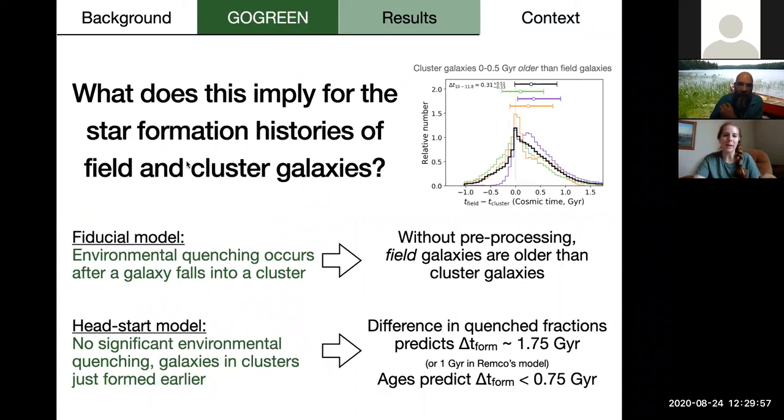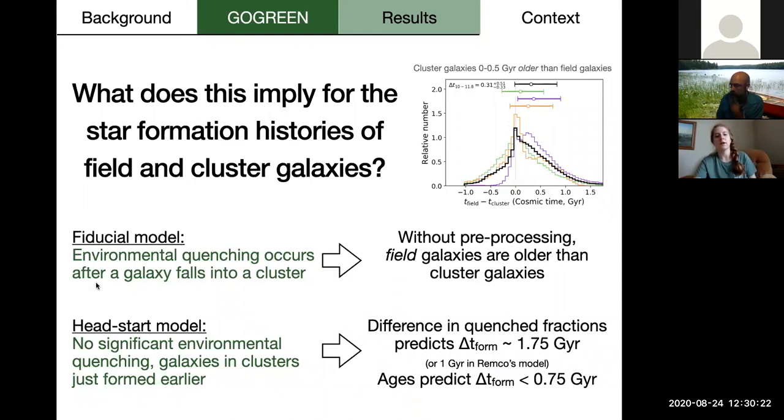But what does this imply about the star formation histories of field and cluster galaxies? So Remco talked a little bit about the toy models that we've been playing with the GOGREEN results. And that's the context of this Head Start model. But before that, I just want to address this fiducial model, where we can consider environmental quenching to happen after a galaxy falls into a cluster.